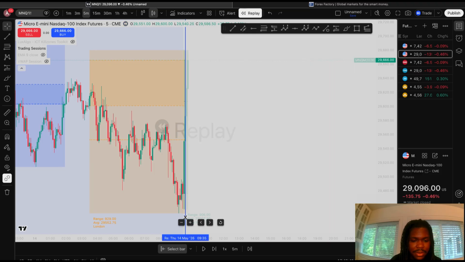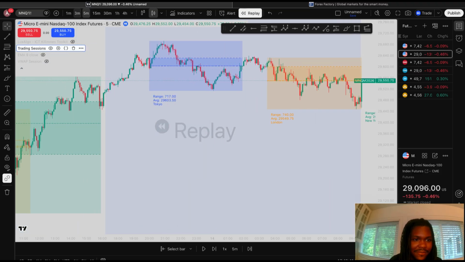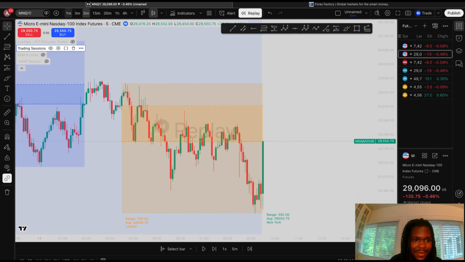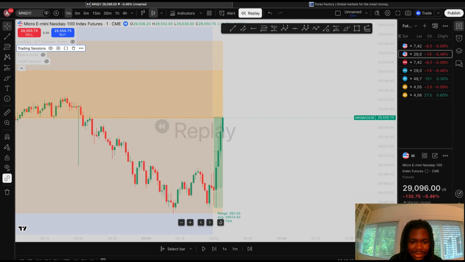Let me go back because I forgot this is the 5-minute time frame. I need to be on the 1-minute time frame. So to catch the trade, I'm looking for price to give me any reason to enter.